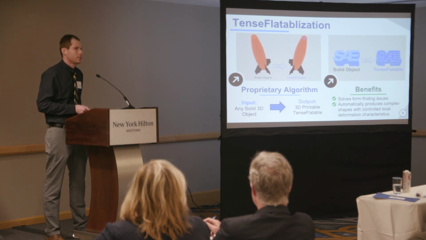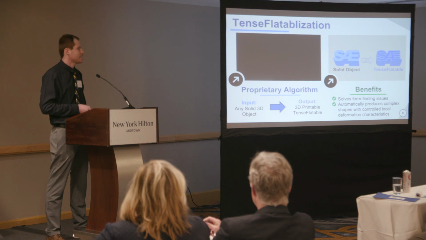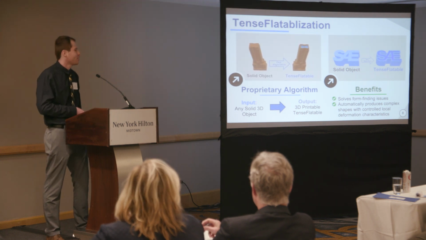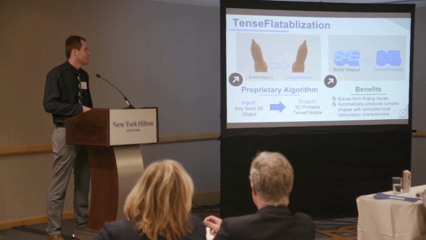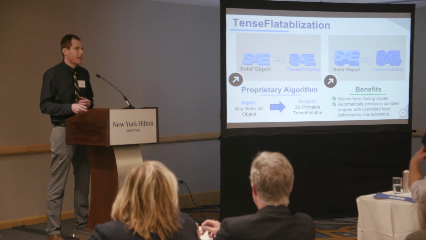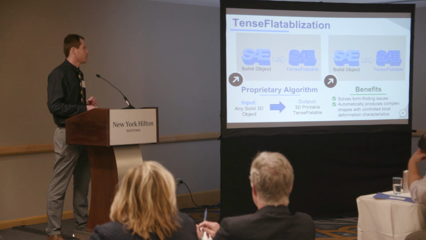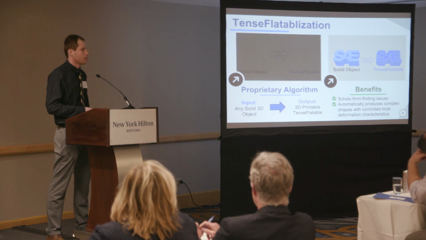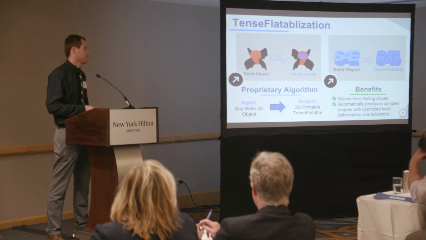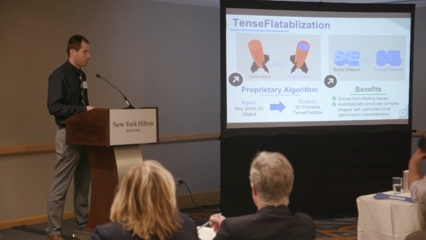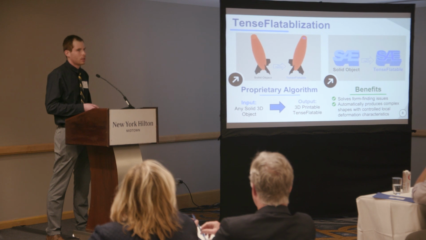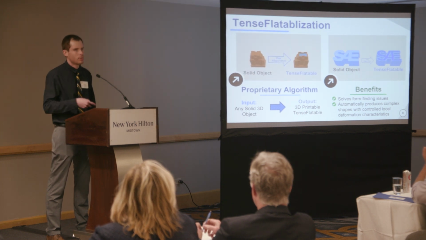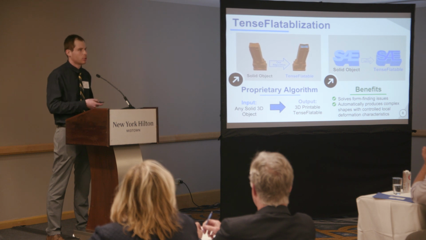Because of this, we're able to TenseFlatableize really any type of structure, like the Empire State Building, if you'd want to do that, or an SAE logo, or even a rocket. In addition to lightweighting any solid object, we can solve those form finding issues, and we're able to automatically produce complex shapes with controlled local deformation characteristics as well. With the TenseFlatablization algorithm, we can turn any solid object into a TenseFlatable for a bunch of different applications.